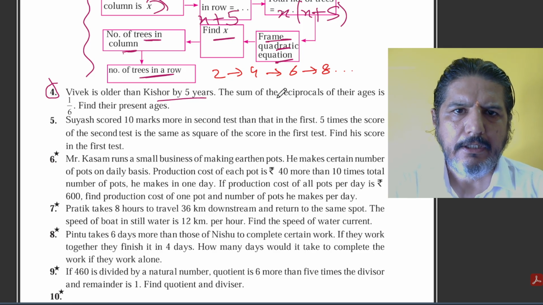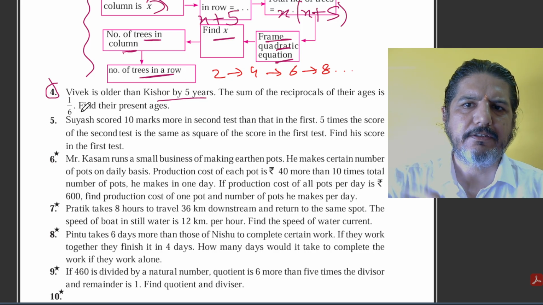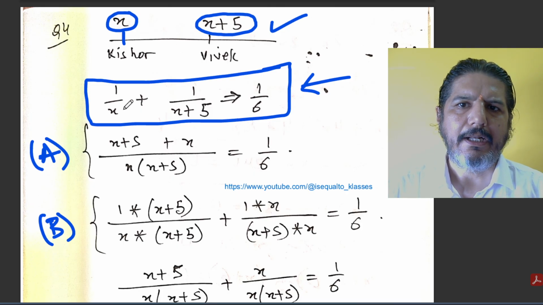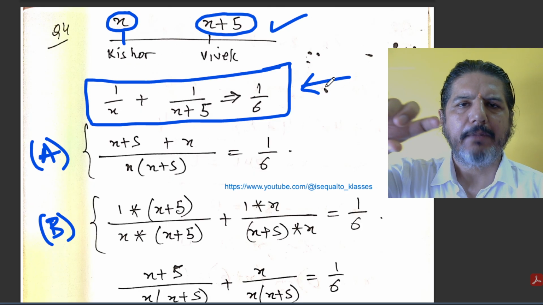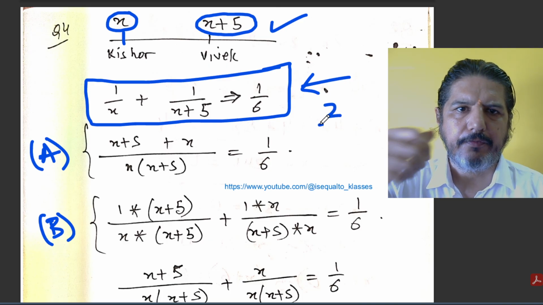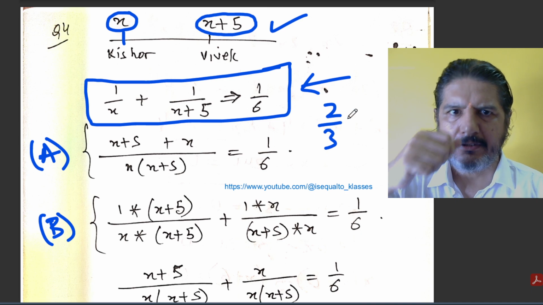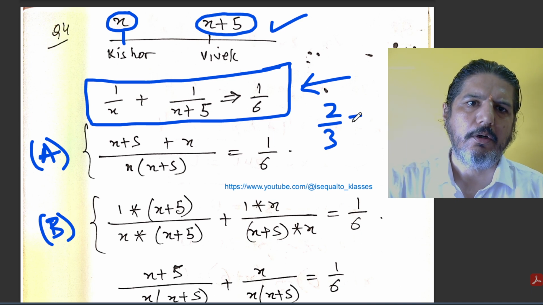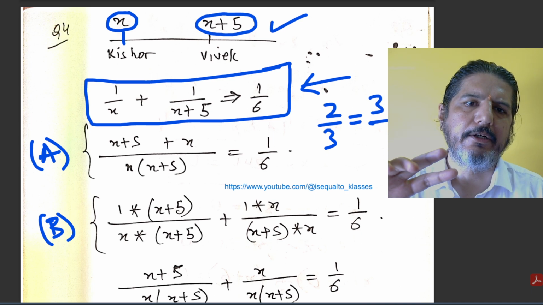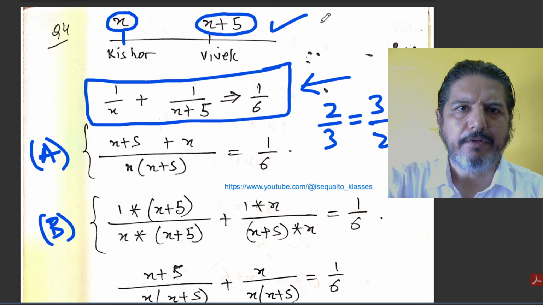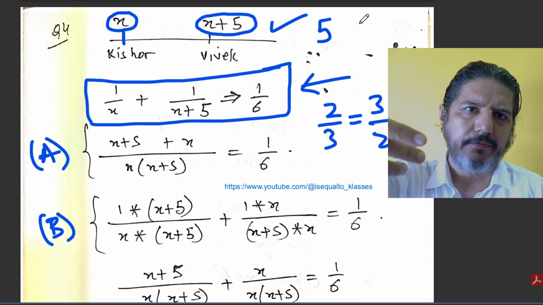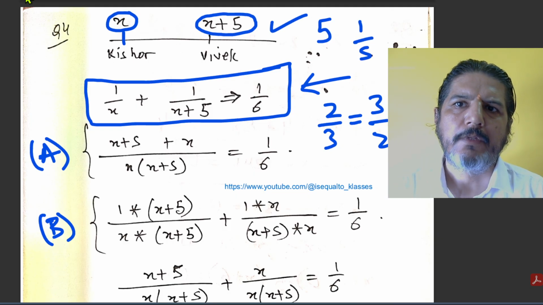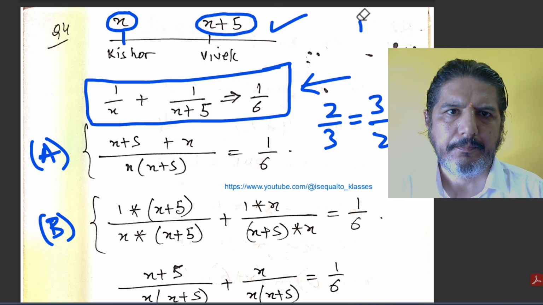The question says the sum of the reciprocals of their ages is 1 by 6. So I'll have to take the reciprocal of this. So this will be 1 upon x. Reciprocal implies to flip. So for example, if 2 by 3 is a fraction, what will be the reciprocal of 2 by 3? It will be 3 by 2. Basically you flip. So for example, if 5 is a number, what is the reciprocal of 5? You flip 5. It becomes 1 by 5. So this is the meaning of a reciprocal.